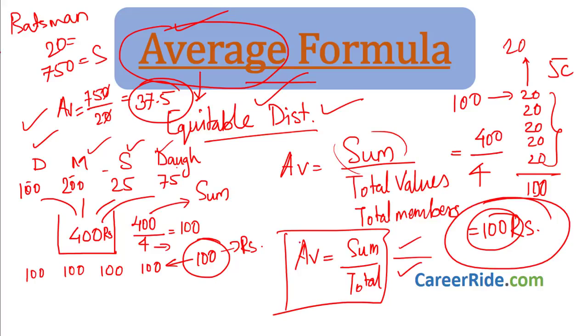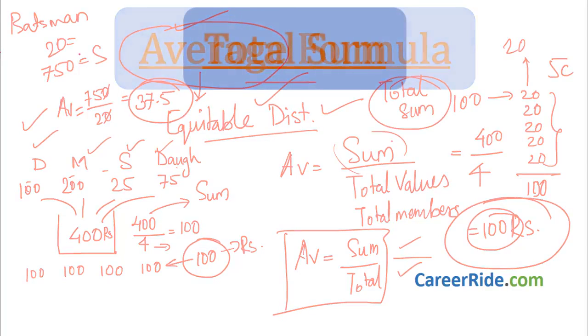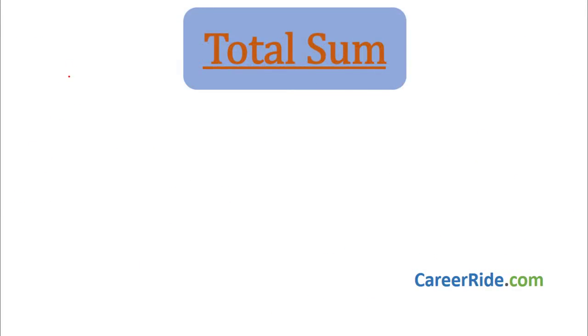Okay. Now, after this, what you should remember is one very small concept, and that is the total sum. What it is, we'll see. Now we have seen what exactly average is. Average is nothing but equitable distribution. Also we saw the formula for average, that is the sum of all observations divided by the total number of observations. Then what is total sum?